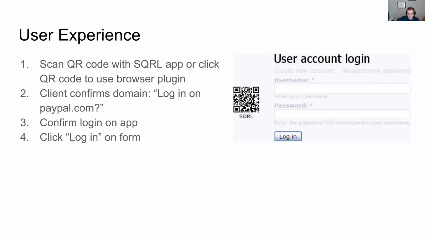So the idea with SQRL is you create an identity, and you can either run the SQRL client app on a mobile device, or you could run it as a browser plugin. And then when you go to a website that supports SQRL login, you will see a QR code, something like this, next to the login form. And to log in, you just snap that QR code with your phone, and it will say, do you want to log into paypal.com? You say yes, and then you click the login button, and you're into the site. So you never enter a password. You just scan the QR code, and then you are in.